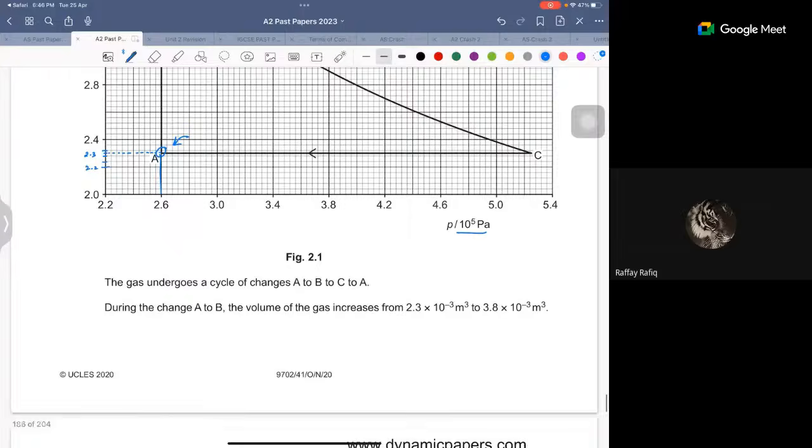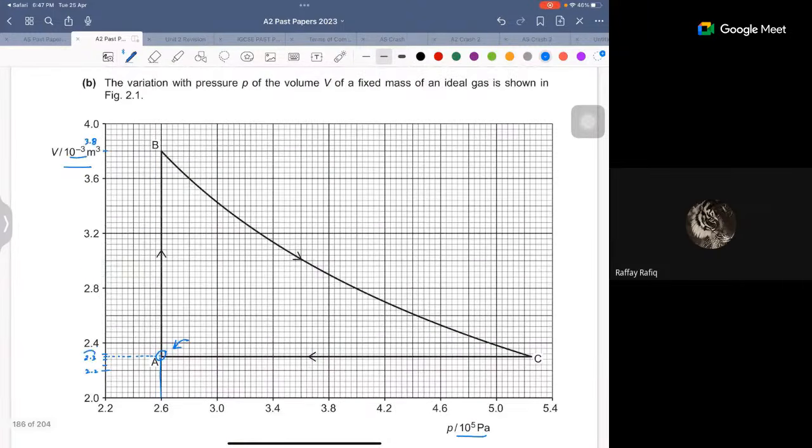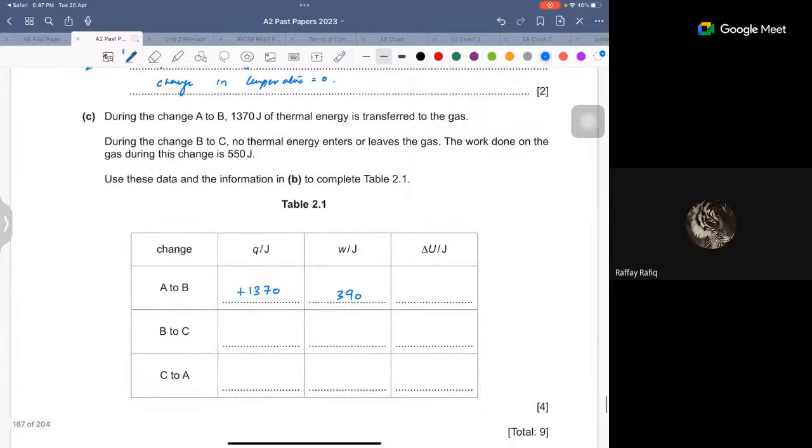If the gas was expanding, like if there was a volume increase, then we take work done as negative, and if the volume was decreasing, then we take it as positive. So let's see what happens. Between A and B, it expanded from 2.3 to 3.8, which means the work done has to be negative. To find internal energy, you can always use the formula U equals Q plus W. So what would you get when you add these two? Plus 980. Plus 990.